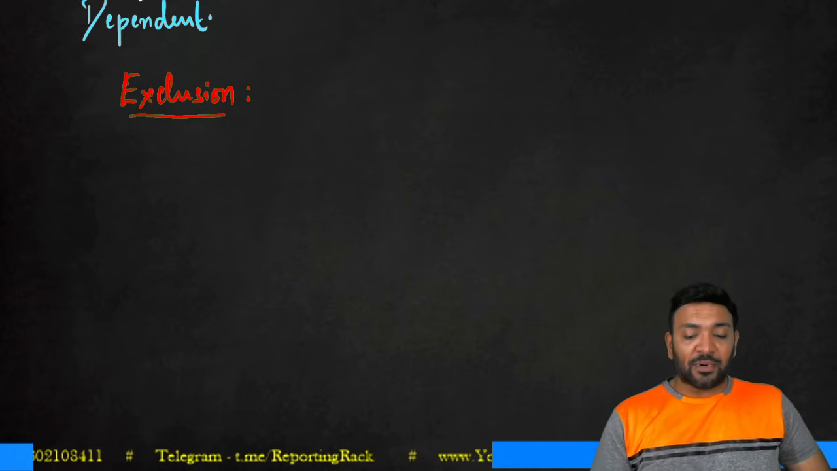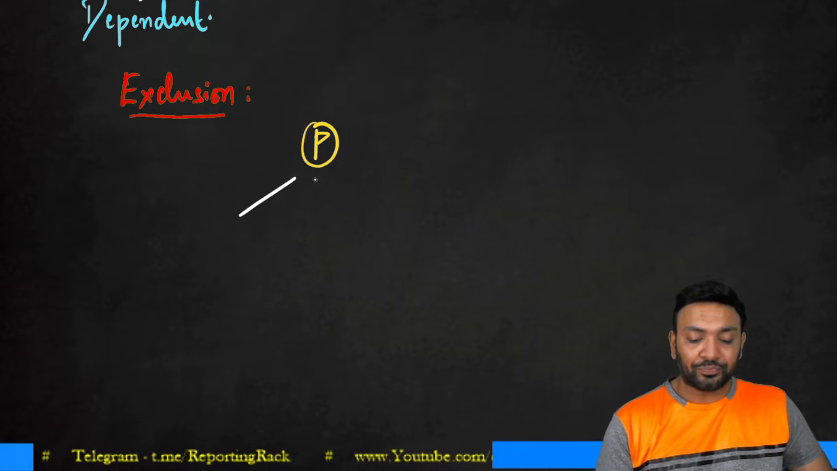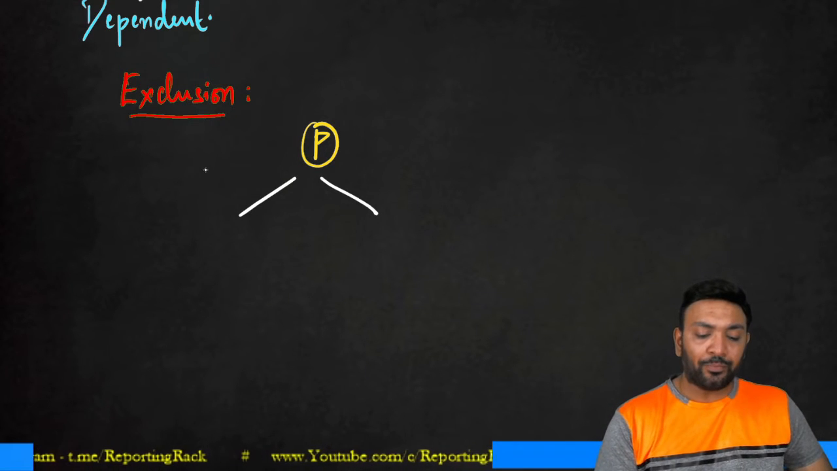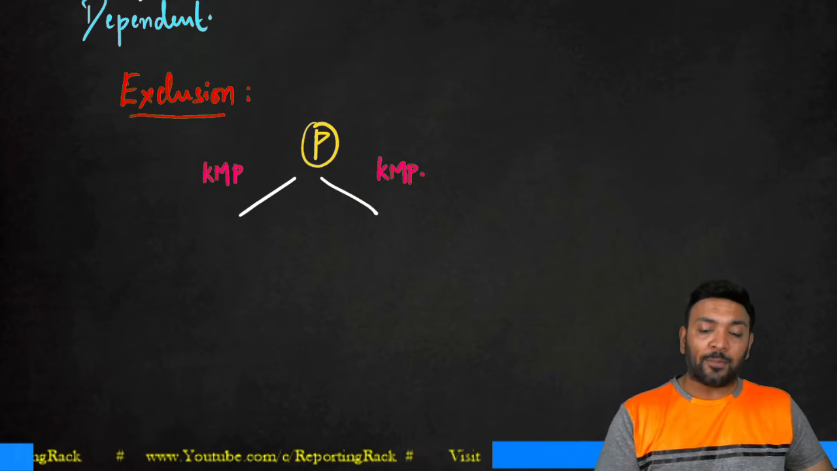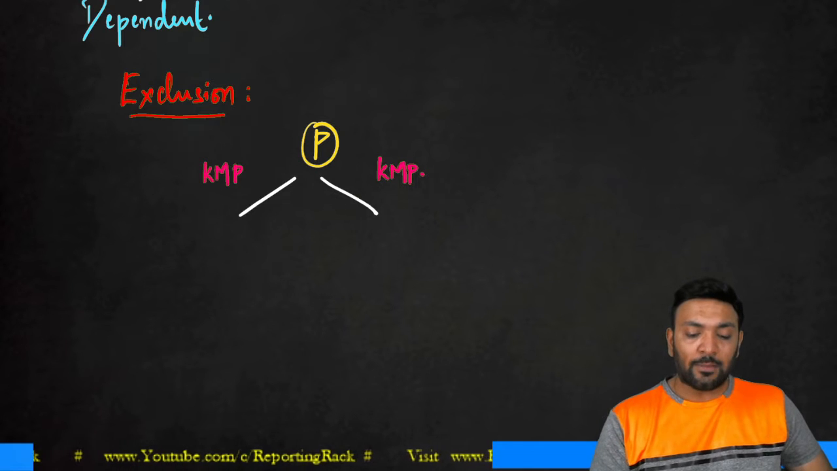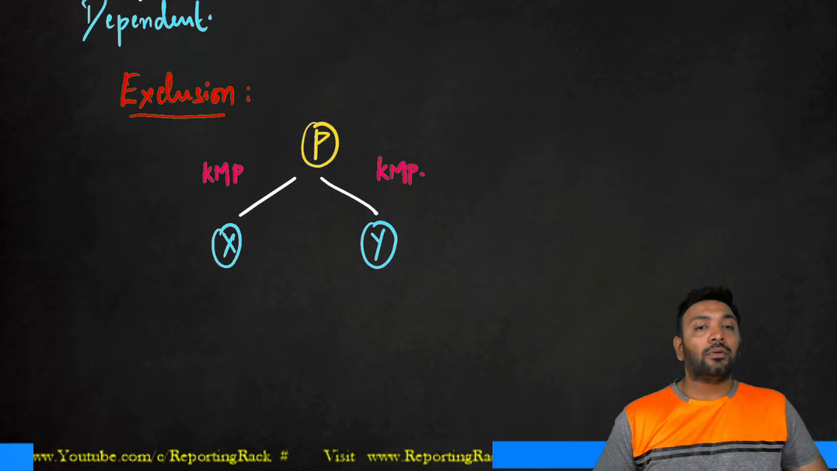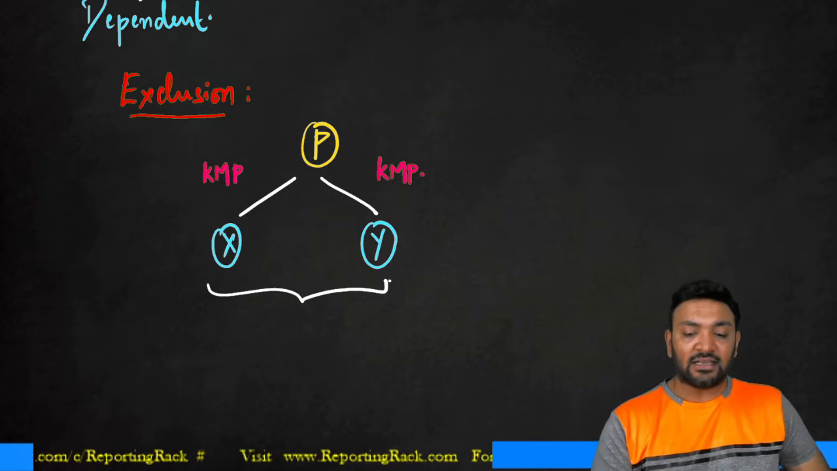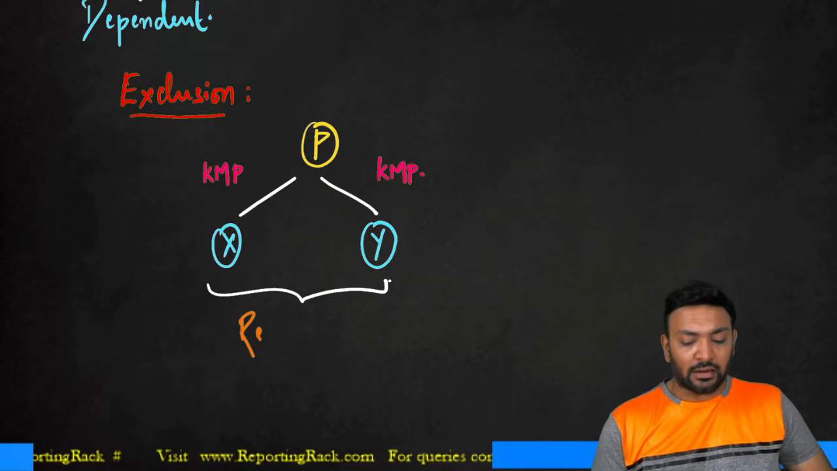Let's say I have a person P. This person P is a KMP to two enterprises. Let's say these two enterprises are X and Y. Then I can say that these two enterprises are related parties.